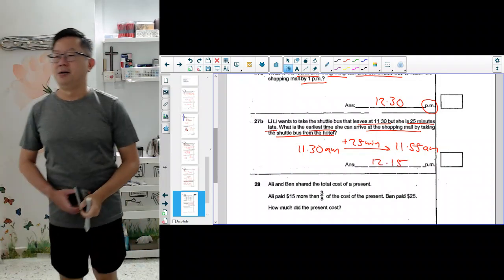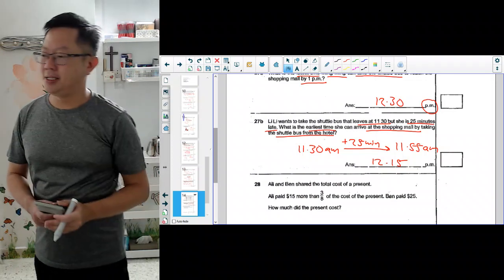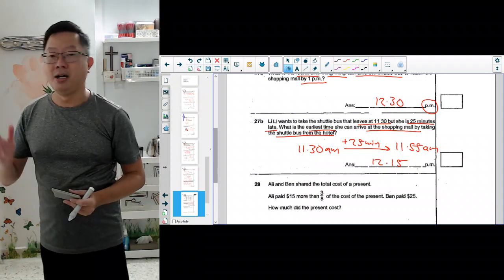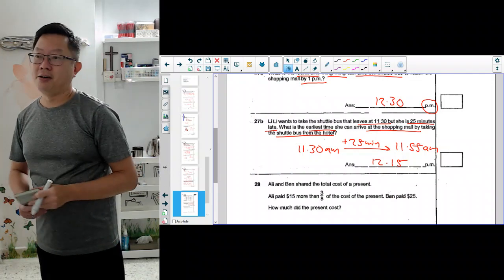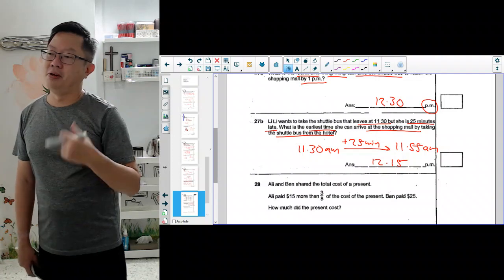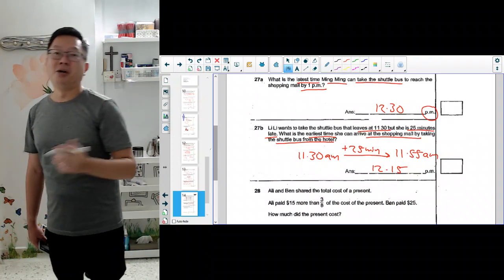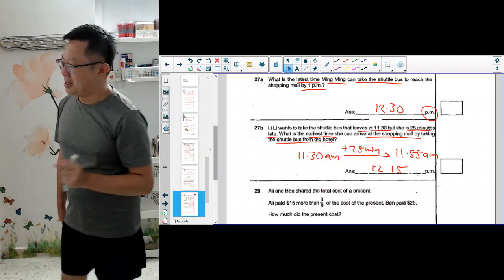Okay, so this is quite a practical problem, because when you go to some shopping centers, you will have this sign. You have all this information to tell you what time the bus is coming, and if you understand how to read the table, then you will not miss the bus. Okay, all right. Let's go to question 28.